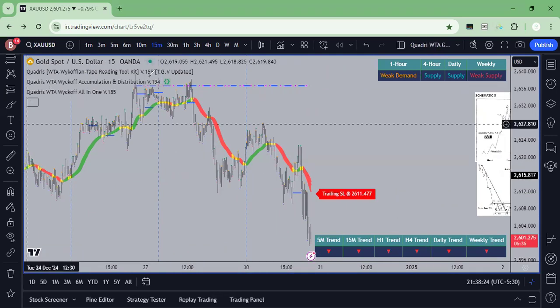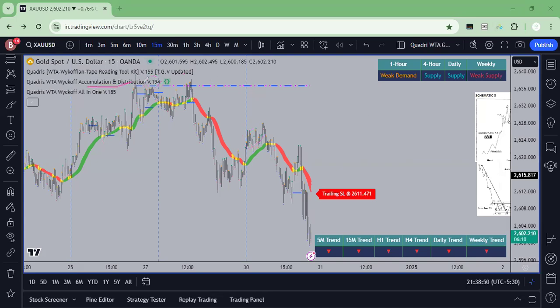This is an introduction. In this course, I'll be discussing version 155, that is this tape reading toolkit, which is based on Wyckoff tape reading logic. After that, in this course, I planned to give version 187, but it has been replaced by version 194, and this is Accumulation and Distribution.